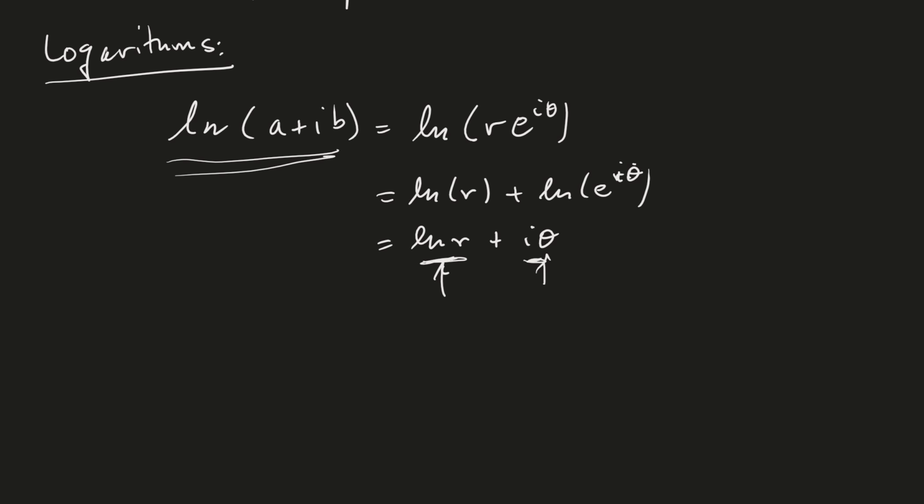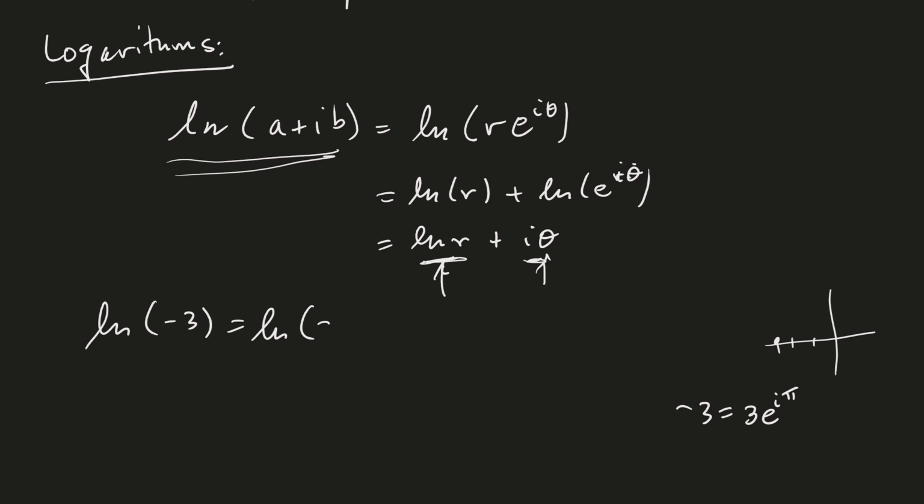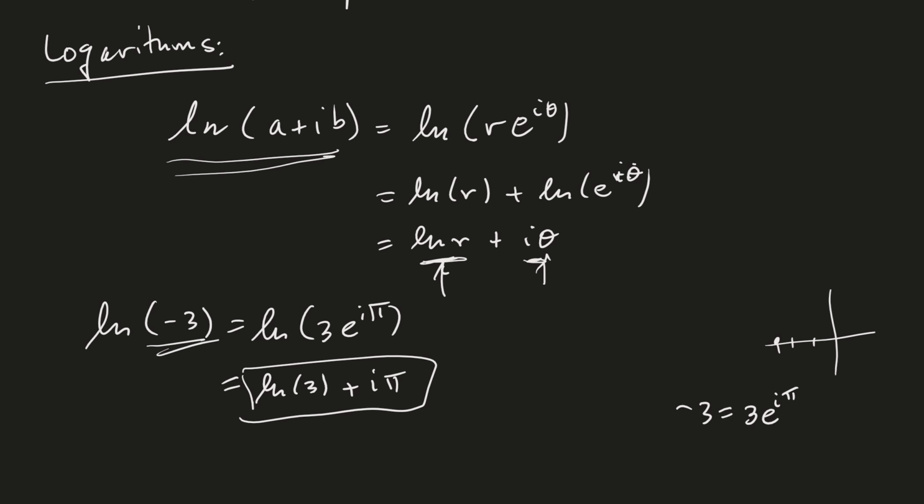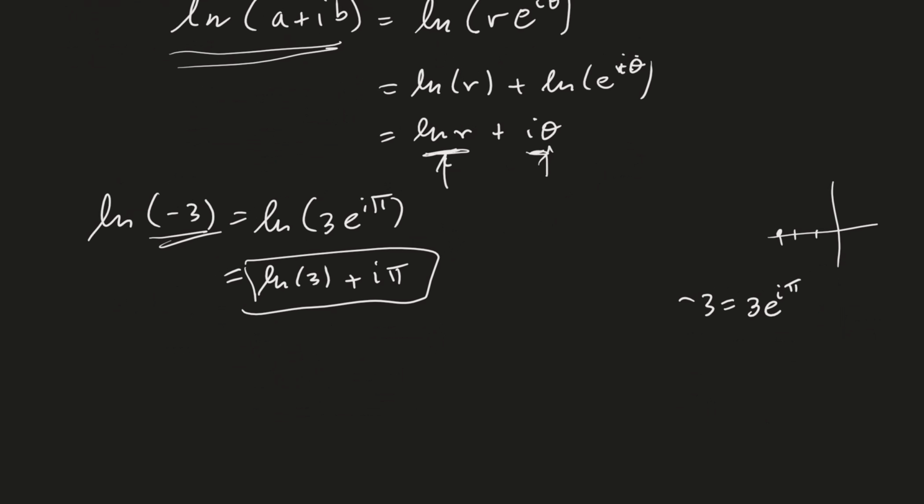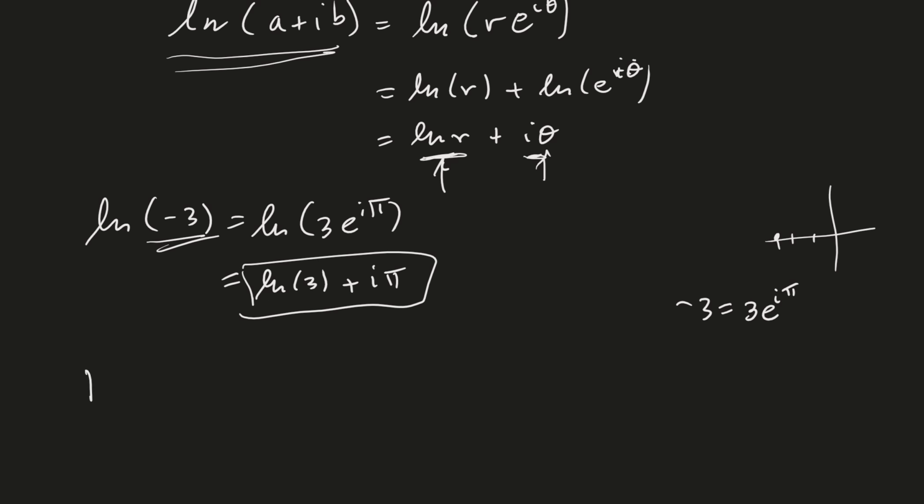So, yeah, what's interesting here is that we can now take, what's the natural log of minus 3? Well, remember that in the complex plane, minus 3 is equal to 3 e to the i pi, right? And so the natural log of minus 3 is equal to the natural log of 3 e to the i pi, which is the natural log of 3 plus i pi. Good. So we can now take the natural log of negative numbers. That's fun.